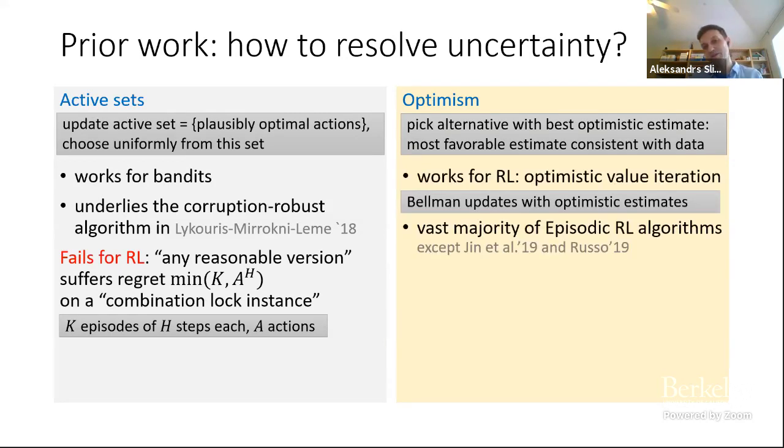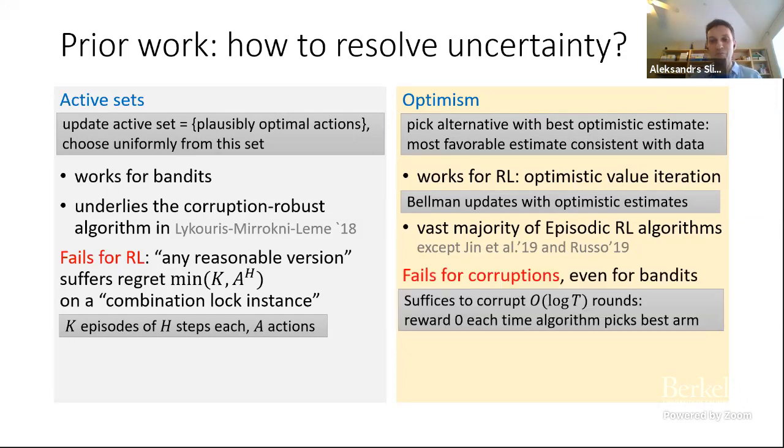Okay, optimism, on the other hand, works really nicely for RL. In particular, a standard and natural way of doing optimism in RL is something called optimistic value iteration. It works great, and it underlies most of the episodic RL algorithms in the literature. But it fails for corruptions, even for bandits, and it's easy to see.